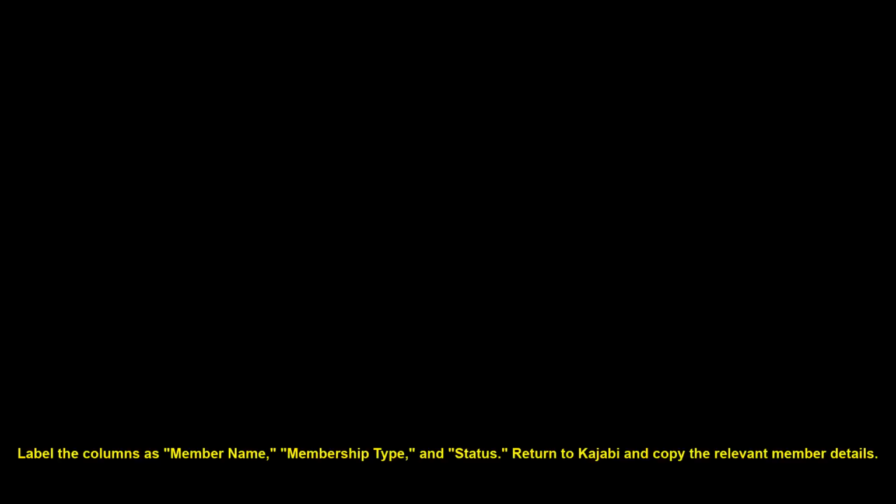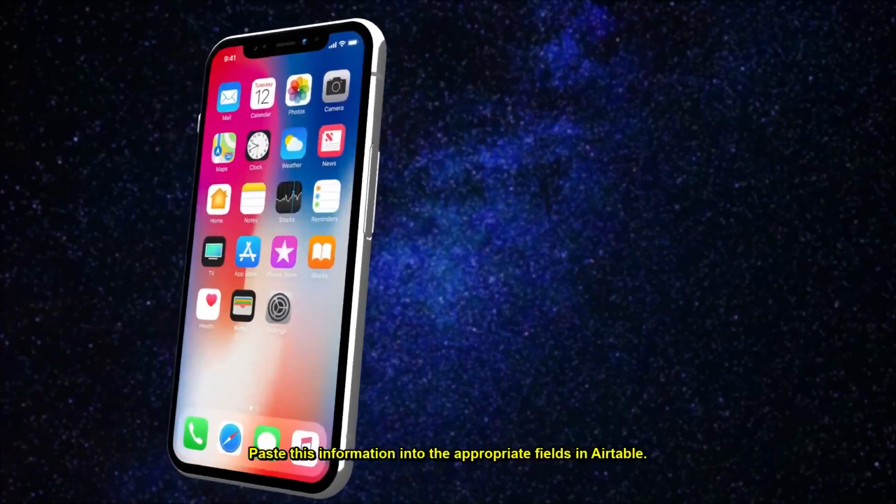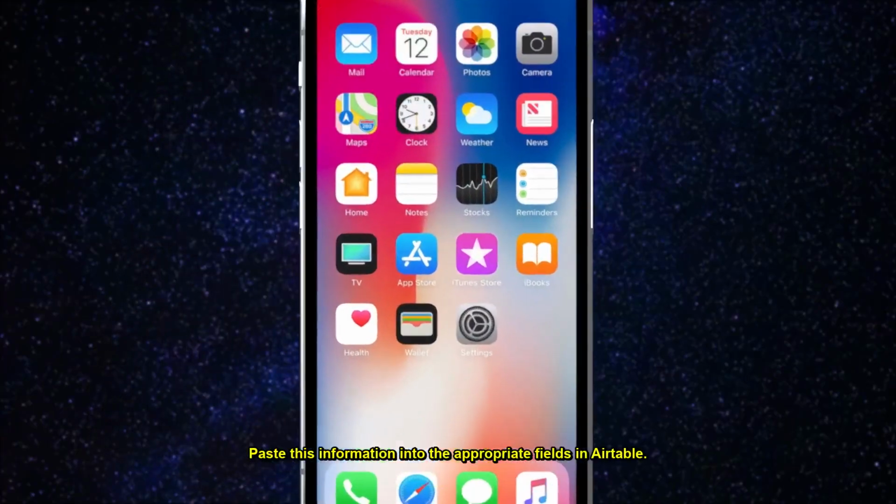Return to Kajabi and copy the relevant member details. Paste this information into the appropriate fields in Airtable. Make sure to update the status to reflect the withdrawal. Once all data is entered, double-check for any errors. Save the changes in Airtable to ensure everything is up to date.